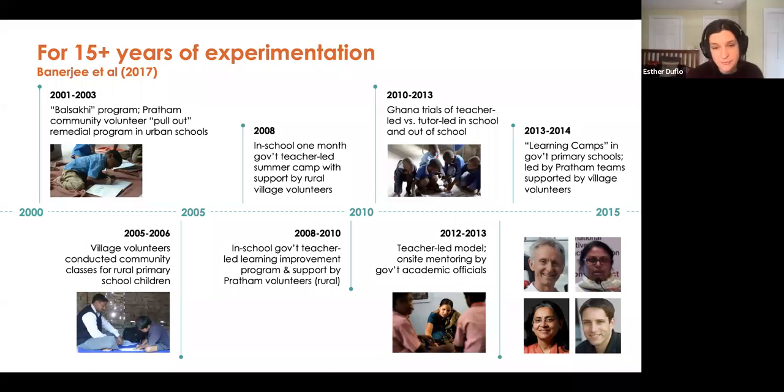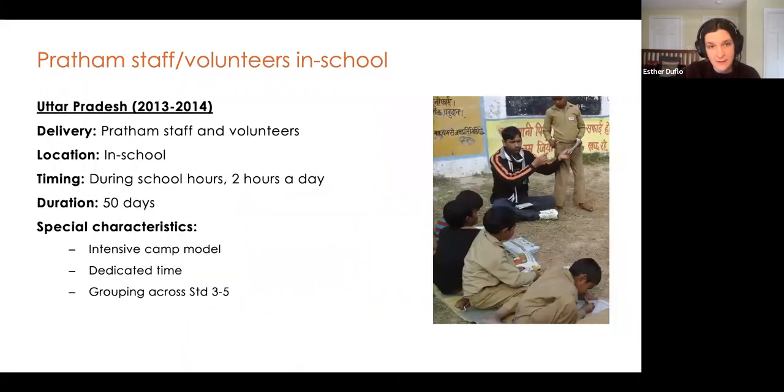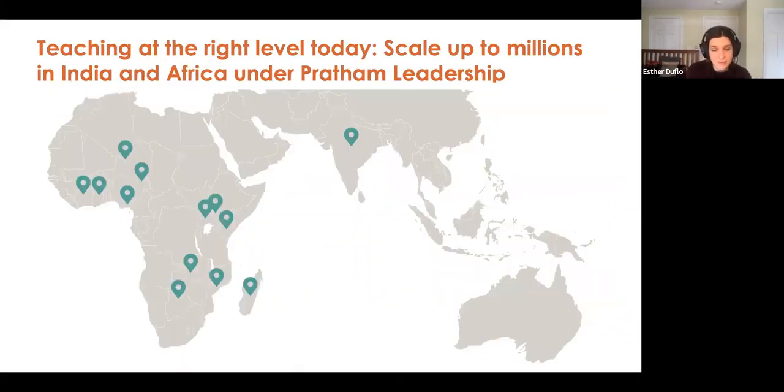The other possibility, in settings where schools are very dysfunctional, and which works very well, is to just have Pratham staff go into the schools and run learning camps. And both of these models are extraordinarily effective. Given that, it took some time to arrive at programs that can be scaled up, and now they are being scaled up. Teaching at the right level reached millions of children before the pandemic in India. And it is now spreading in several countries in Africa under Pratham leadership, which is a great example of an innovation spreading from south to south.